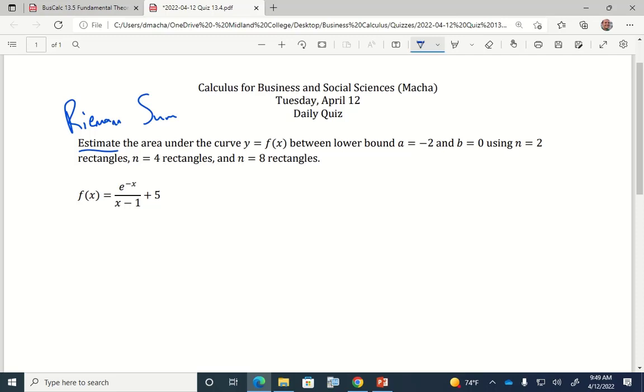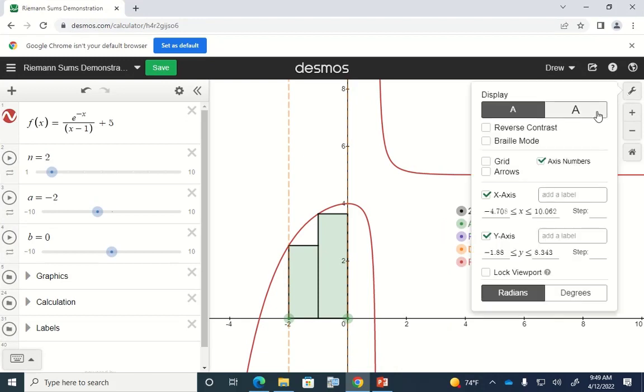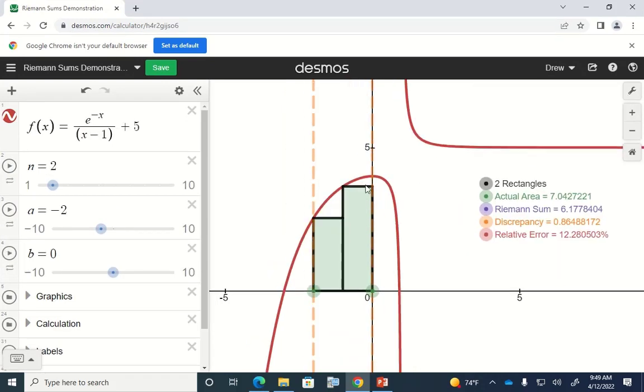And the way that this looks, hopefully you remember from last time, is this curve, e to the negative x divided by x minus 1, plus 5. That curve looks like the red curve in this Desmos thing. So it looks like that red curve.